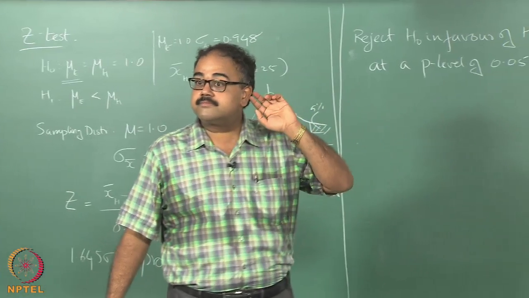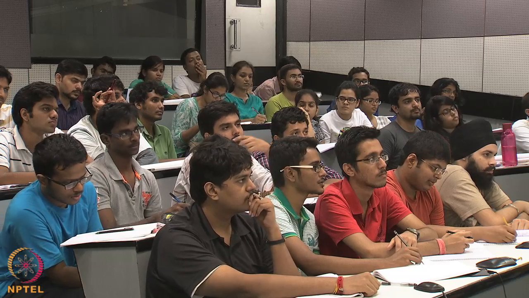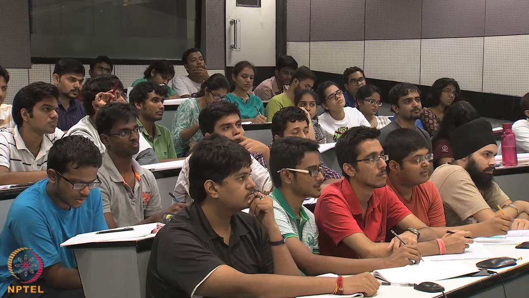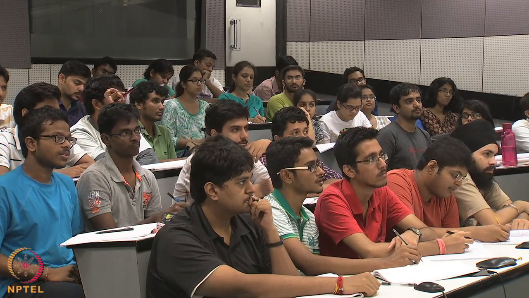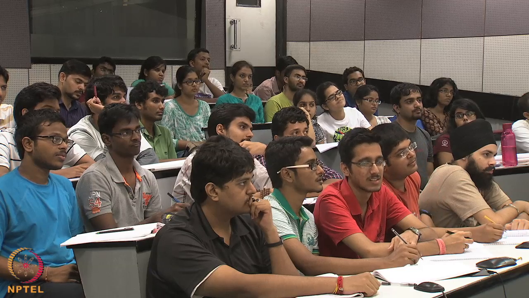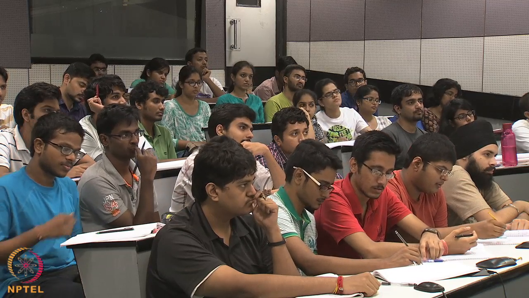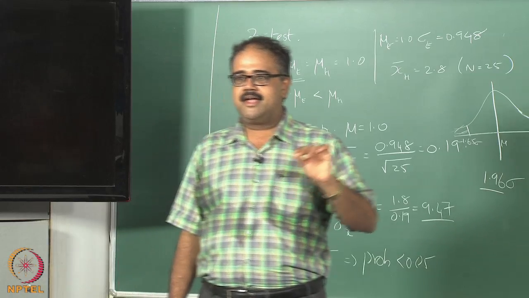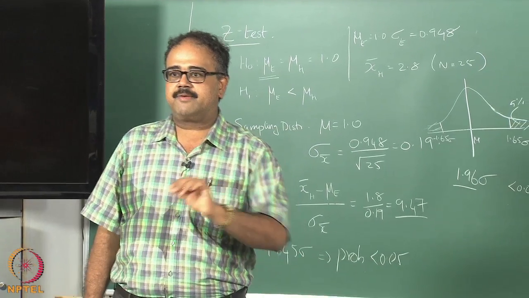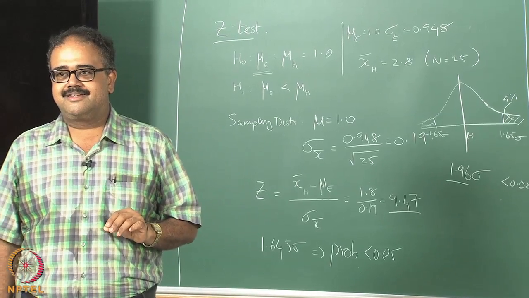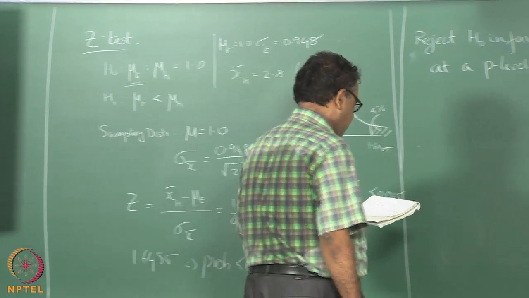I'm sorry, you're 95% confident that H1 is correct? There's no 95% accuracy, that's the point here. There is no notion of accuracy here. The probability of me making an error in concluding that H naught is not right is 5%. Or can you just say the probability is 95?